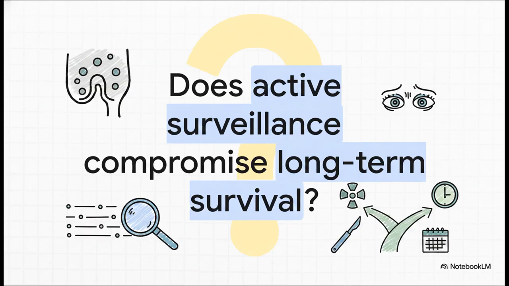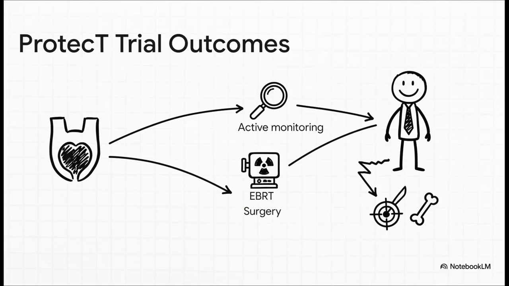Well, let's look at the data to tackle this. The absolute best answer for him comes straight from the UK ProtecT trial. They randomized men exactly like our patient, mostly low-risk cT1c Gleason 6, and put them into active monitoring, dose-escalated radiotherapy, or radical prostatectomy. The 10 and 15-year outcomes are wild. Prostate cancer-specific mortality was incredibly low, literally hovering around 1%, and it was basically identical across all 3 groups. So you can tell him active surveillance is incredibly safe for his survival.